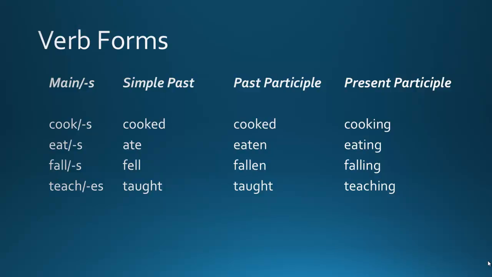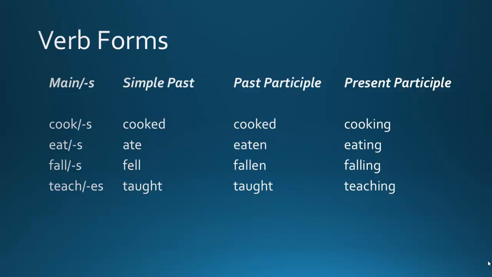We have the main form and then the main form with an S. He teaches. I teach. So these are like the main form of the sentence. You use them for simple present tenses. You have the simple past, which for cook is cooked. The past participle, which is cooked. It's the same as the simple past because it's a regular verb. Hopefully you've heard that term before, regular verb. And then the present participle, which is the main form plus ing. Okay.